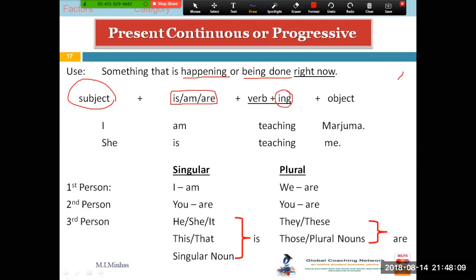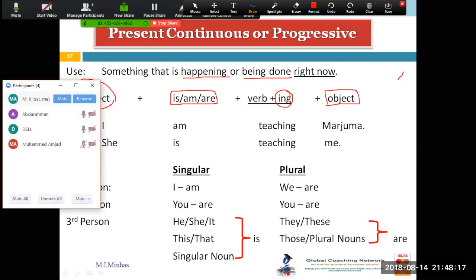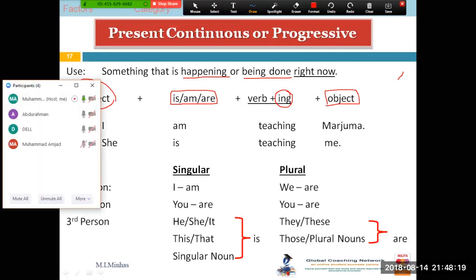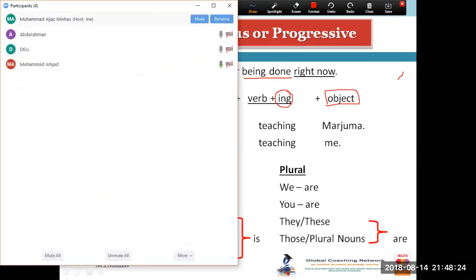Yes, sir. And then it is followed by an object, ING. Yes, sir. Okay, walaikum salam. Abdurrahman is there, right? And there's a silent observer, Amjad. Assalamu alaikum wa rahmatullah. Okay, Walaikum.